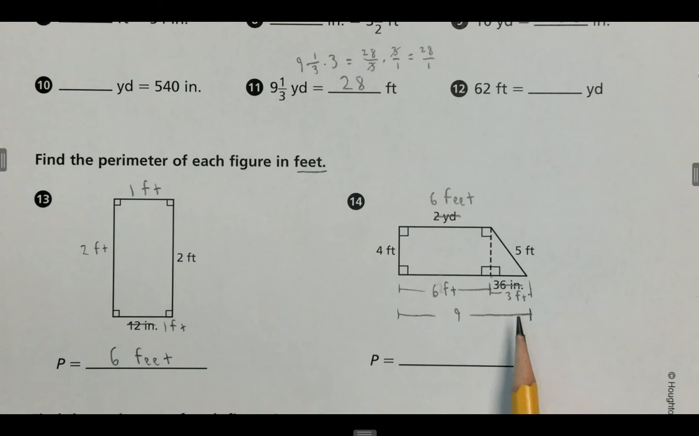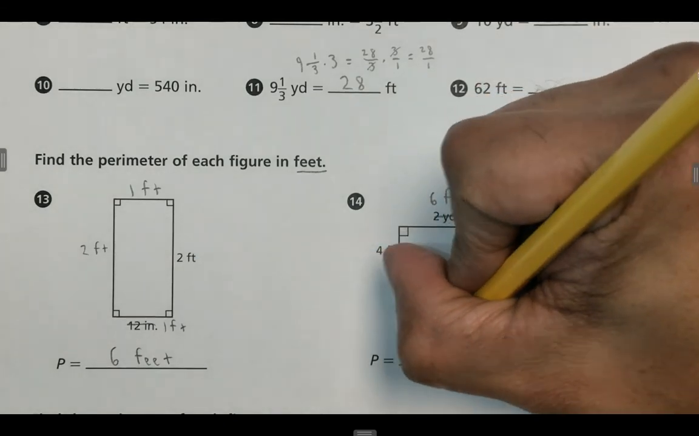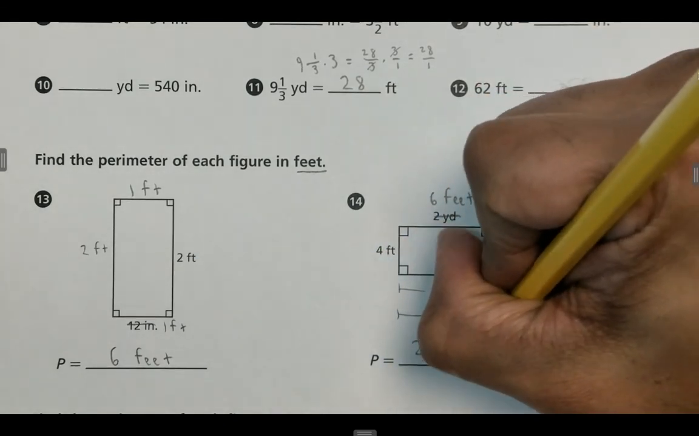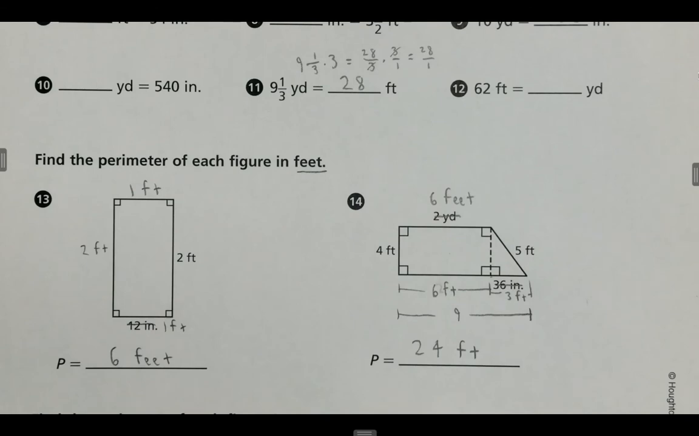Let's total them up now. 9 plus 4 is 13. 13 plus 6 is 19. 19 plus 5 is 24. I'm going to double check my math, but I think that we are accurate. 6 and 6 is 12. And 4 is 16. And 5 is 21. And 3 is 24. Good.